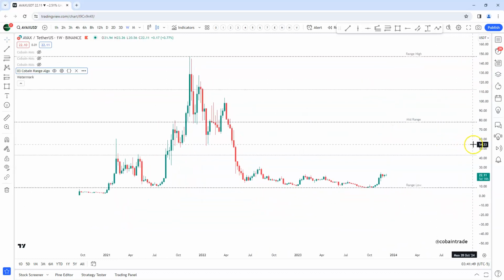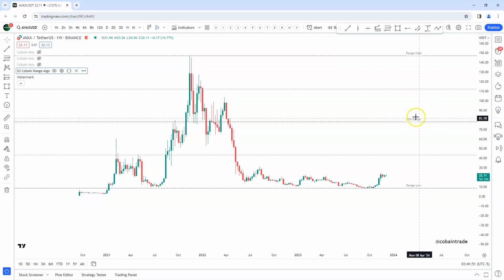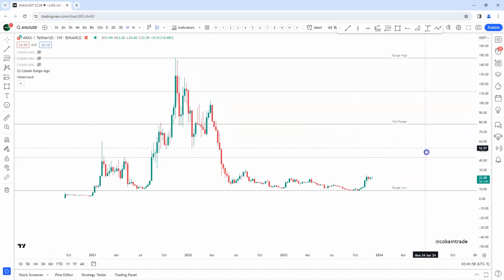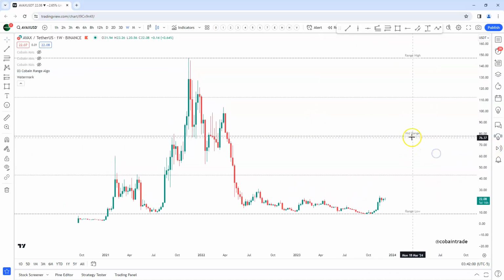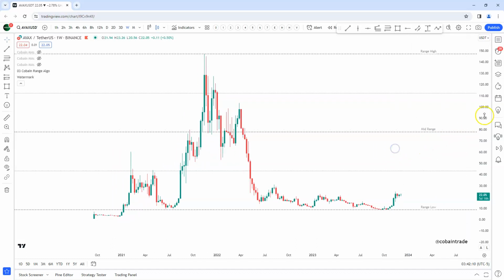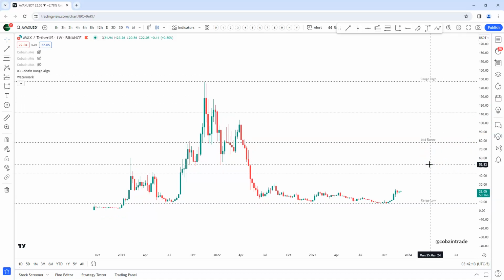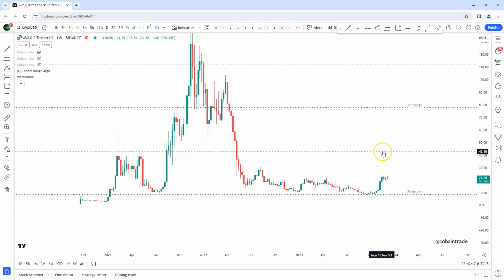The immediate area of interest is for price to get up to the mid range, which is $80, just under $80. So how long is it going to take to get there? Could be 2 weeks, could be 2 years. Probably look to achieve that at some point by the middle of next year, but we'll keep an eye on it. The immediate area of interest is this lower quadrant of the algo defined range.